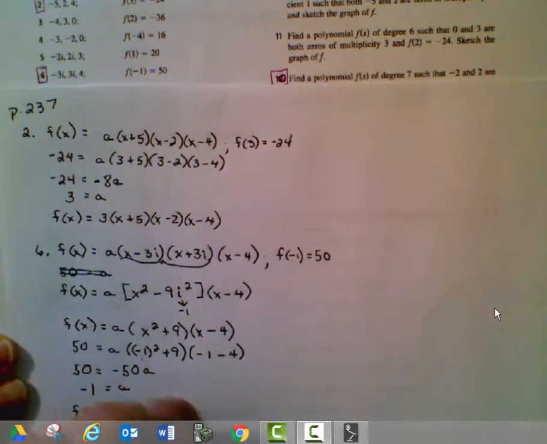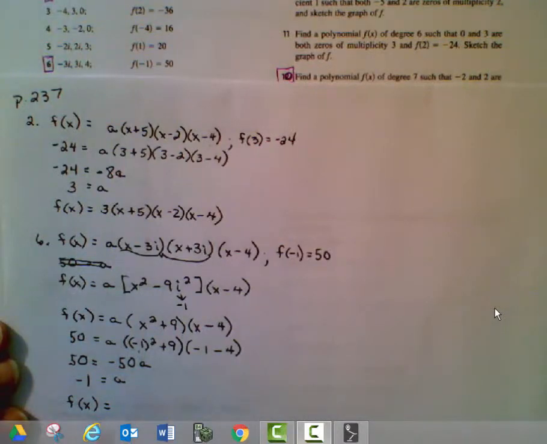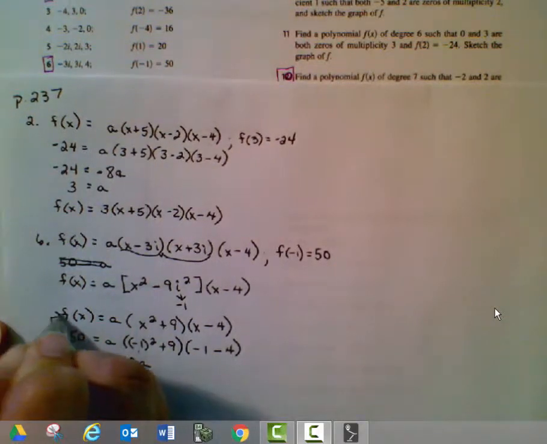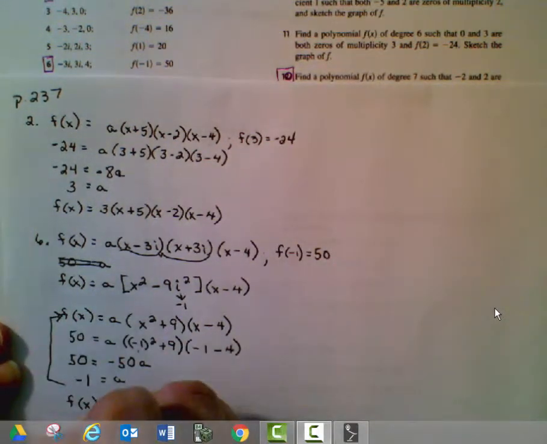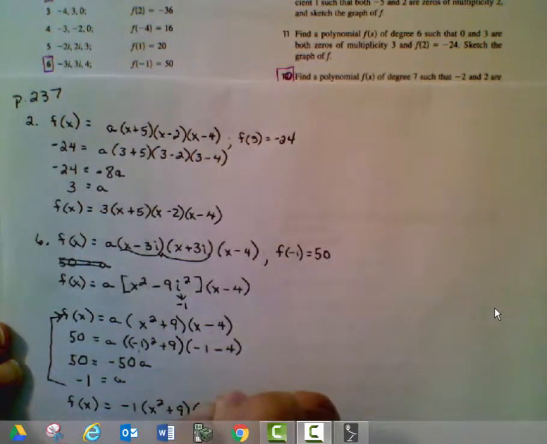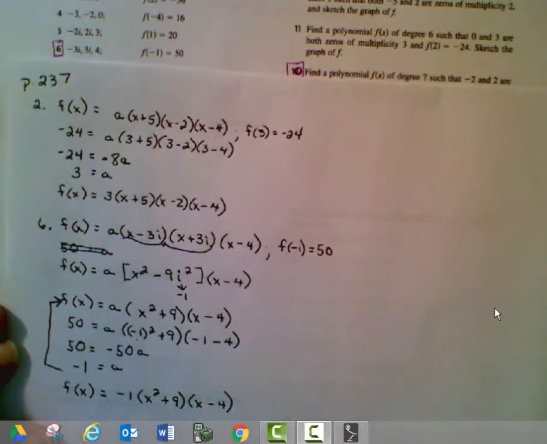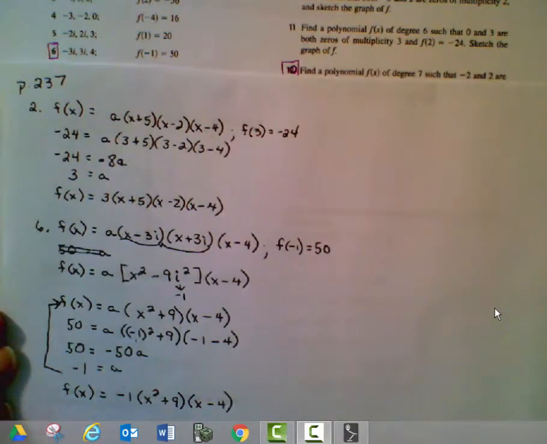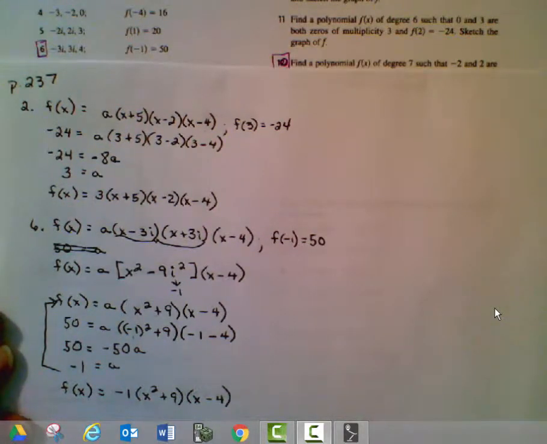And the specific function that satisfies all of the original conditions that we were given, substitute that -1 back into this function, and you have -1 times x squared plus 9 times x minus 4. Again, you could take that a little farther and FOIL this out, distribute the -1. That probably is the answer that they're going to have in the back of the book, but I'm fine if you just stop and leave that in factored form.